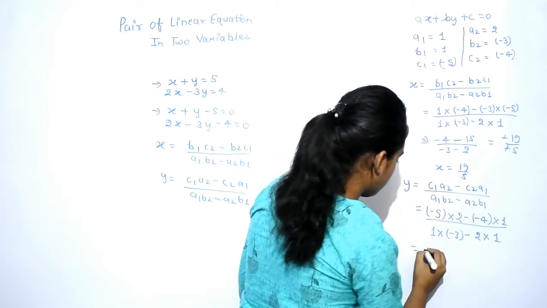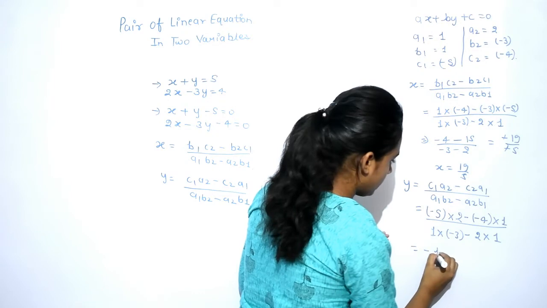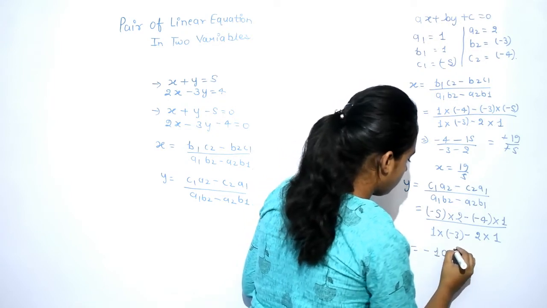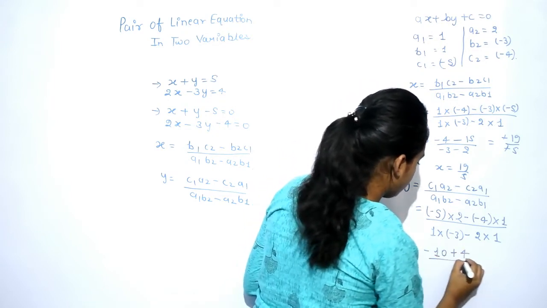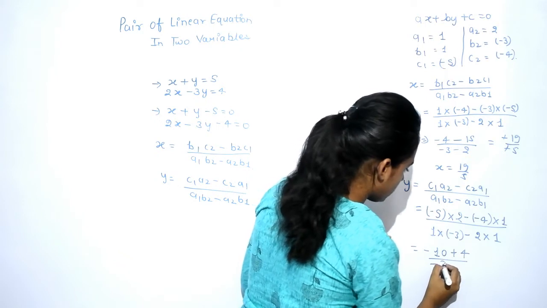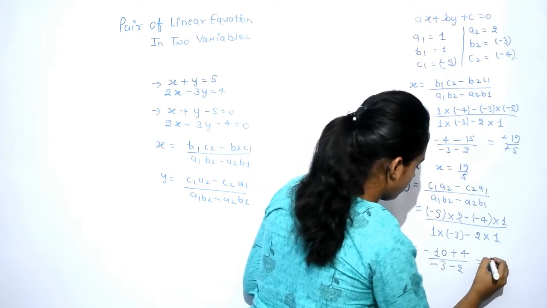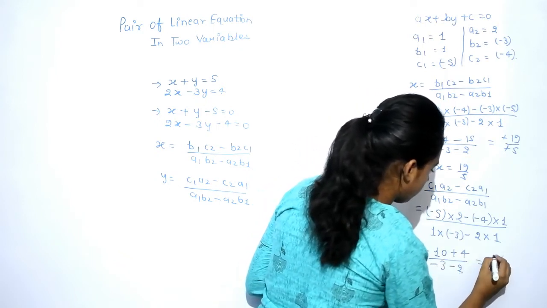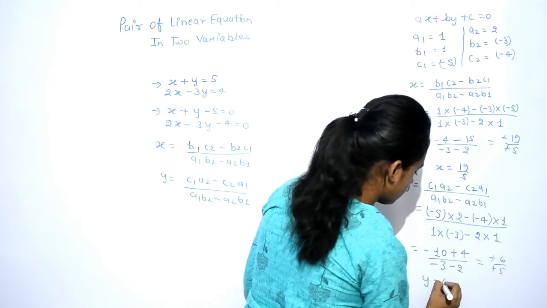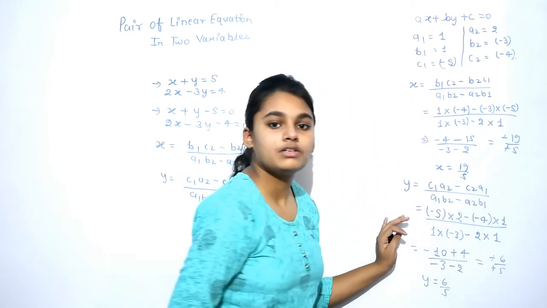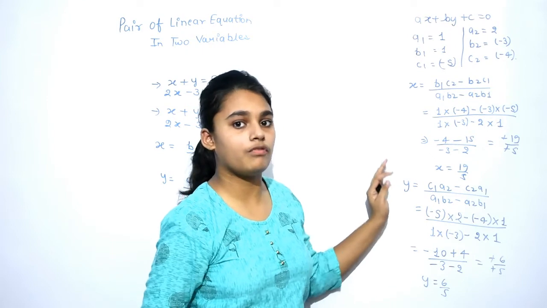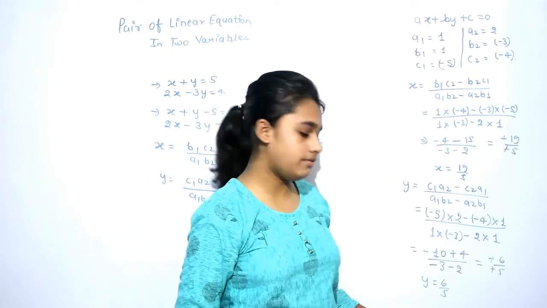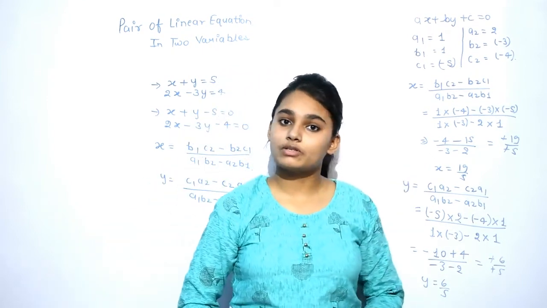Now minus 5 into 2 is minus 10, and plus 4, upon minus 3 minus 2. So we are getting minus 6 upon minus 5. So the value of y is 6 upon 5. So we get the values of x and y as 19 upon 5 and 6 upon 5. So I am closing my topic here.